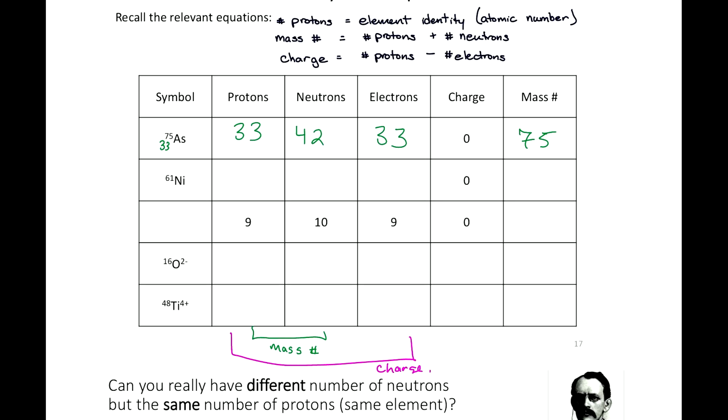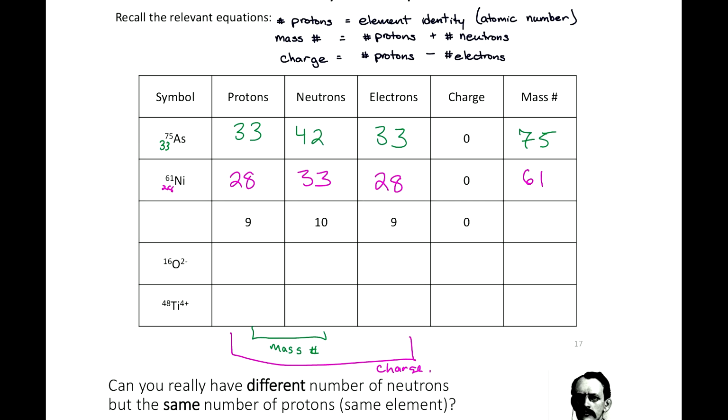All right, next one, nickel. So I say nickel 61, so that means its mass number is 61. I don't write the atomic number, but that's okay. I can just look it up. Nickel has how many protons? 28, great. All right, then how many neutrons? Okay, let's do that math. 61 minus 28 is 33. All right. The charge of this nickel is also neutral, so there should be an equal number of electrons, so 28. Right?